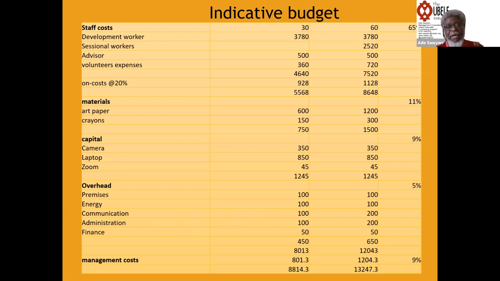If I translate all the figures into an indicative budget, we see what it looks like. The staff costs represent about 65% of the total income we are going to look at. The material cost, about 11%. The capital cost, about 9%. The overhead cost, about 5%. And in this case, the management cost, about 9%. So this is an indicative, simple budget. One is based on 30 children, the other is based on 60 children. And the costs vary depending on the type of cost that it is.